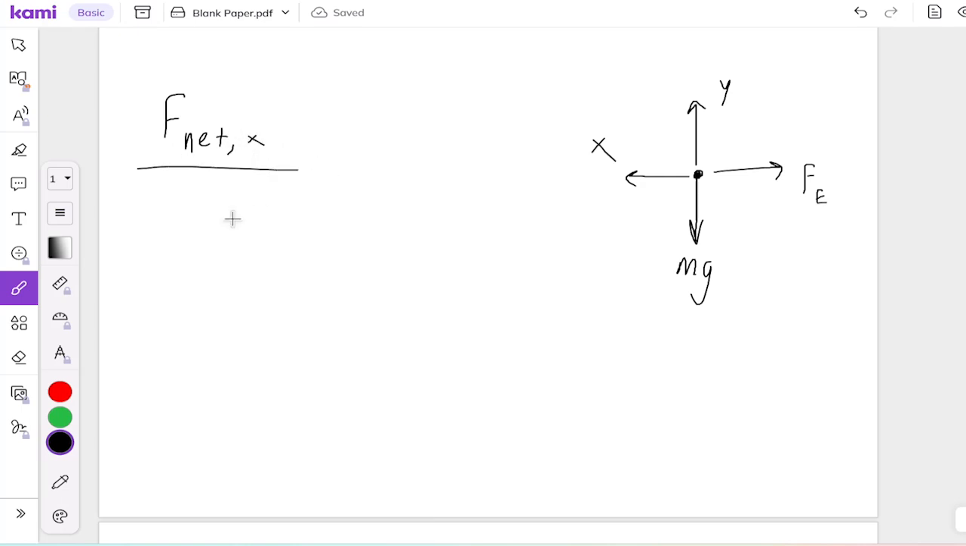And so now if I redraw my free body diagram, which I like to do personally, mg points down, the electric force still points to the right, but now I have the y component pointing up and the x component pointing to the left. And as you can see here, because this thing's not moving, this means that with F net x, the x component has to equal the electric force, and for F net y, the y component has to equal mg.